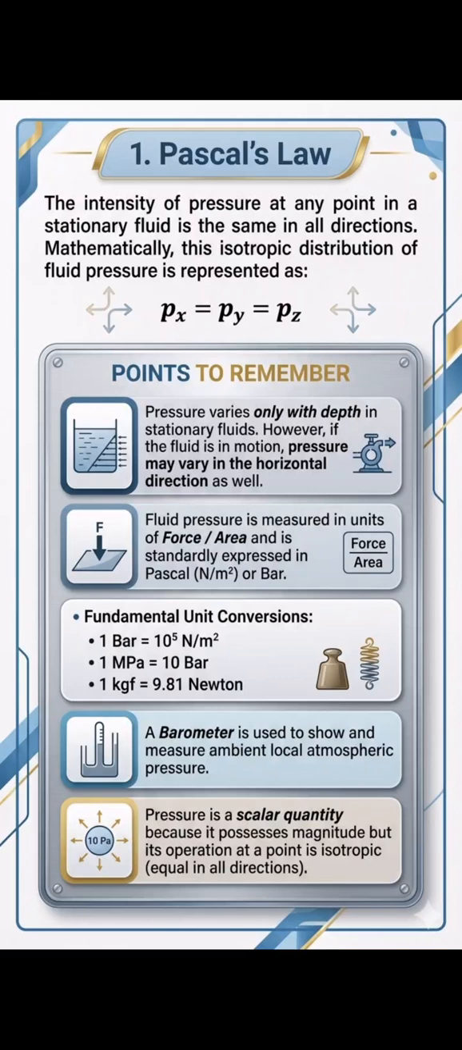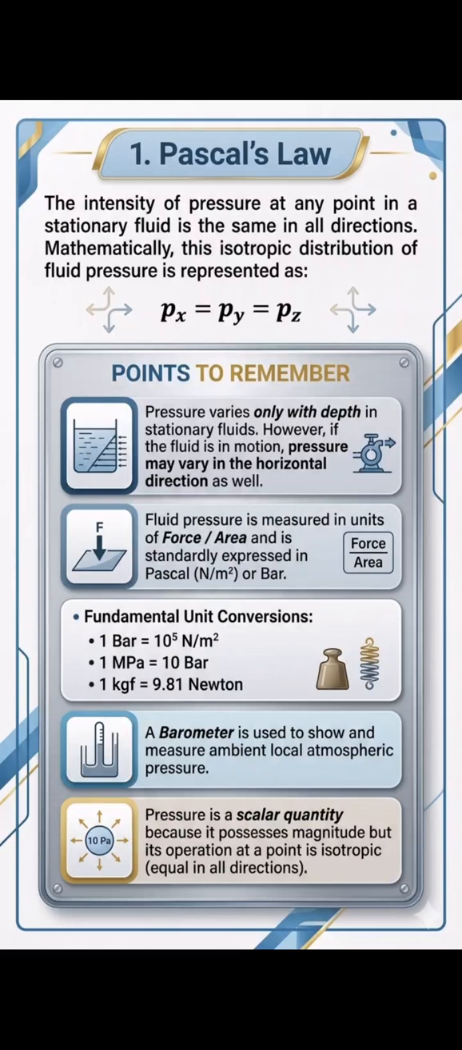Fluid pressure is measured in units of force per unit area and is standardly expressed in pascals, Newton per meter square, or bar. Fundamental unit conversion: 1 bar = 10^5 Newton per meter square, 1 megapascal = 10 bar, 1 kg = 9.81 Newton. A barometer is used to show and measure ambient local atmospheric pressure.